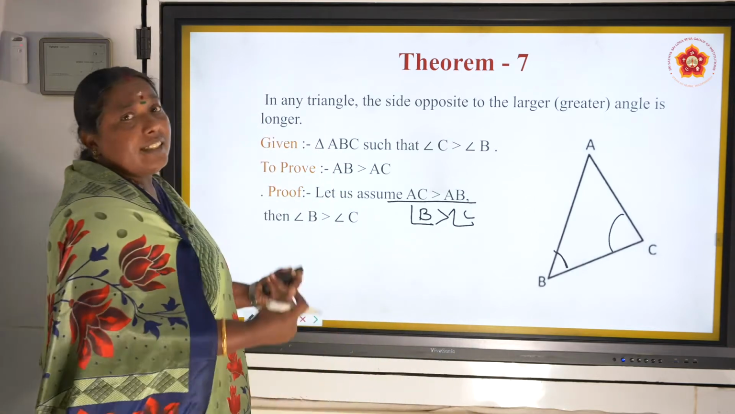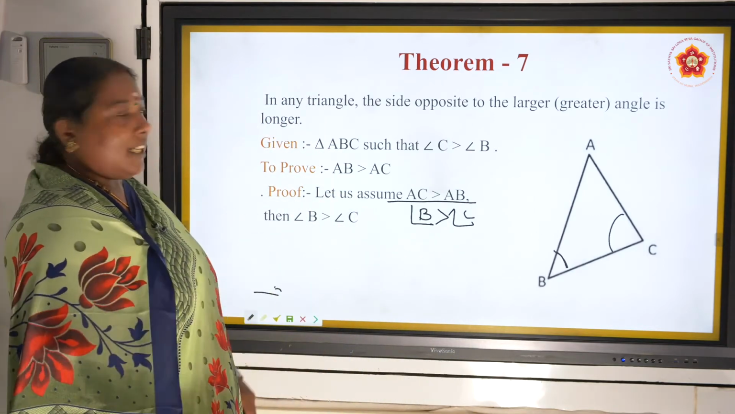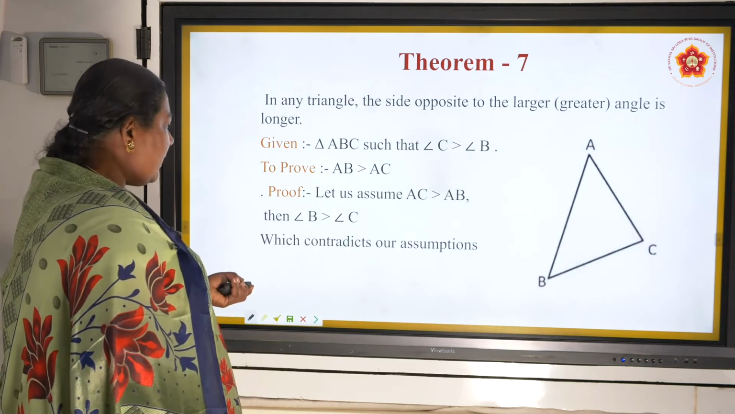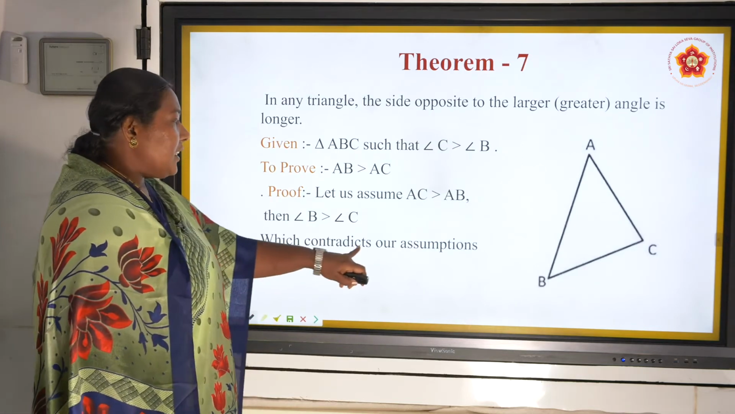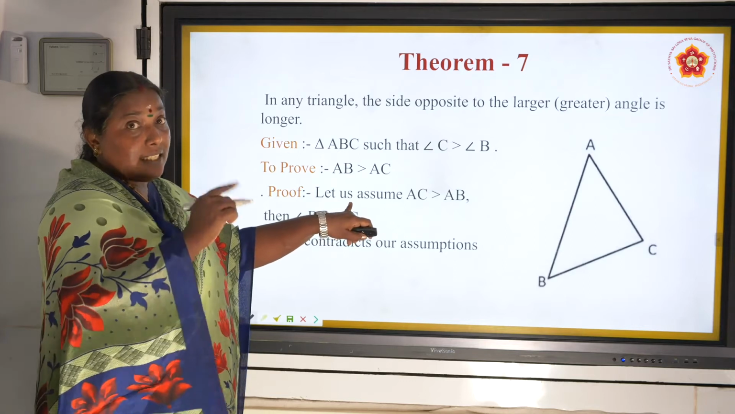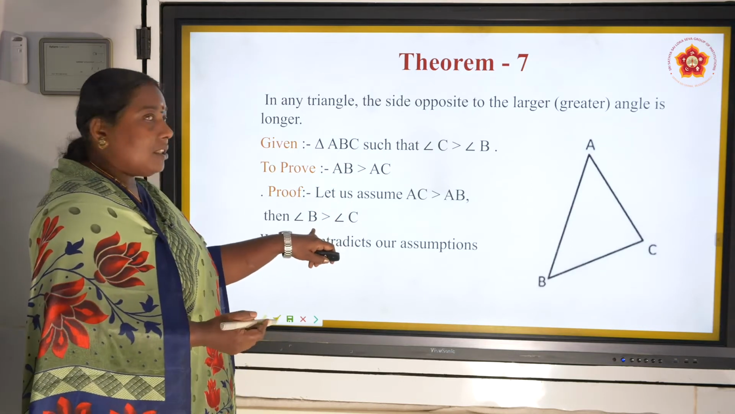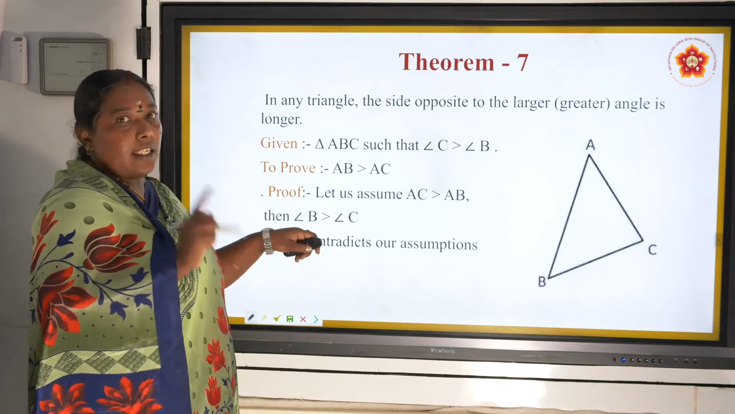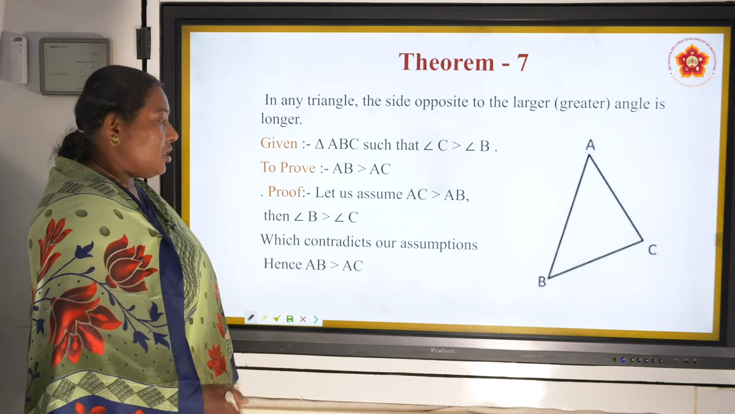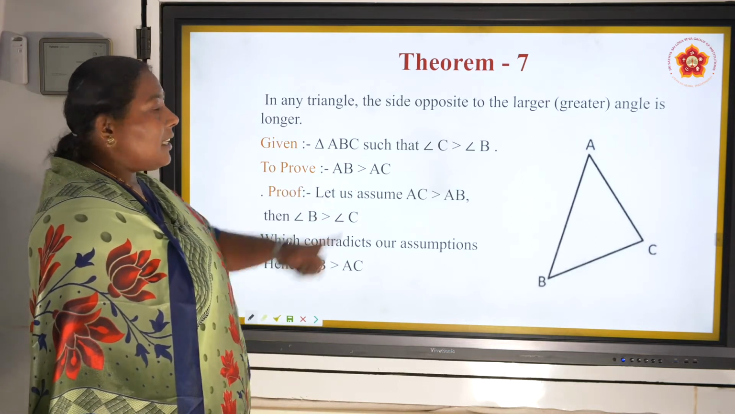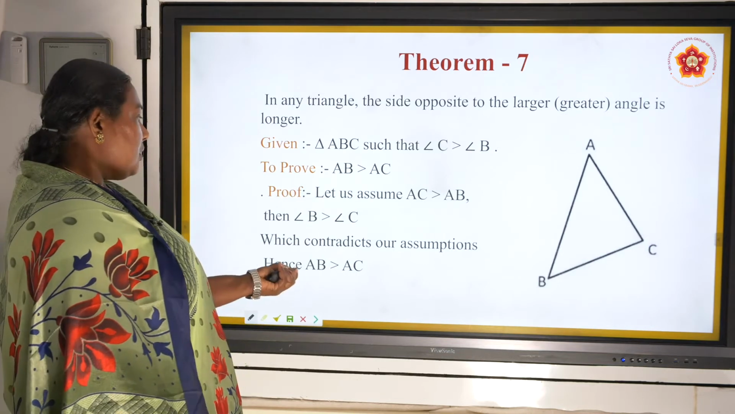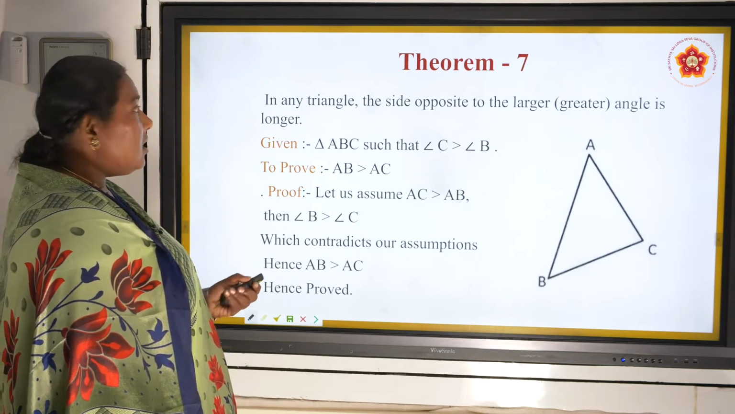Easily I can tell that yes, AB is longer. So easy, it's very easy. This contradicts my assumption. I have assumed that AC is greater than AB. I have reached that angle B is greater than angle C. That is wrong, so my assumption is wrong. That is why AB is greater than AC. So hence proved. This is a very easy one.